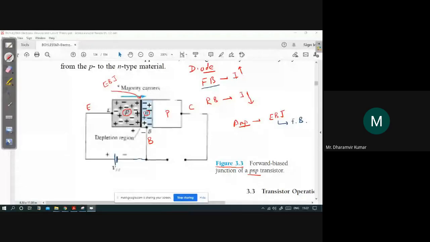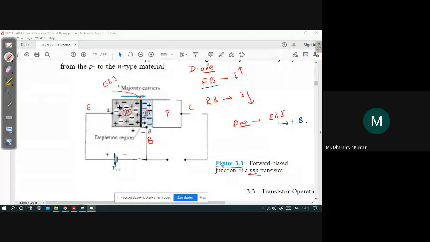Why would it be like this? Because look here. This is the positive terminal of the battery, and this is p-type material. P-type material has a very large number of holes as compared to electrons. Positively charged holes would be in large number in p-type as compared to electrons. This positive polarity of the battery will repel the positively charged holes from the p-type emitter towards the n-type base.